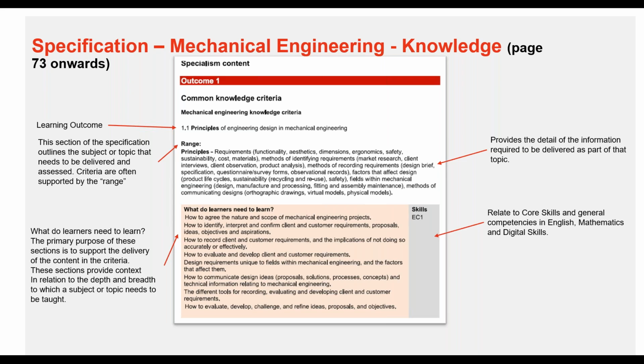In the salmon box, we've got what do learners need to learn? And again, these are some types of questions that the learners might need to ask themselves when actually creating and working on that synoptic assessment. In other words, how to identify, interpret and confine client and customer requirements, proposals, ideas and objectives and aspirations. And this is how the depth and breadth of that subject should be taught as well. The skills in the grey box is related to EC1. So EC is English competency skill number 1. And you find all the competent skills at the beginning of the specification.